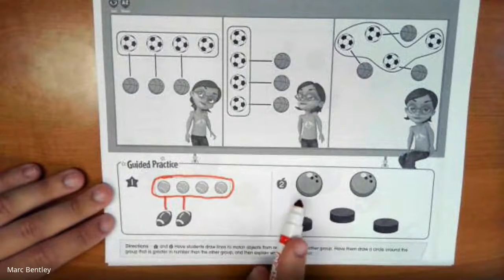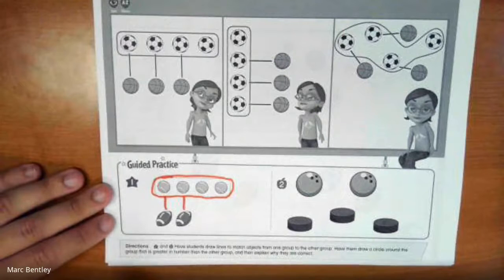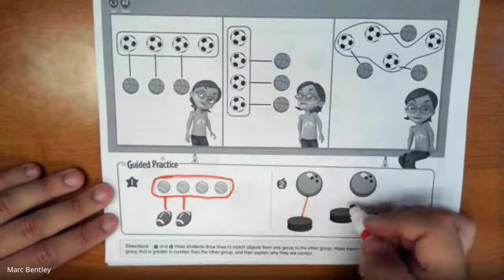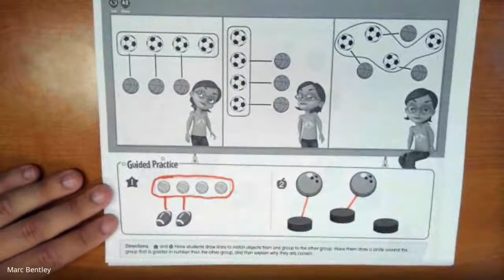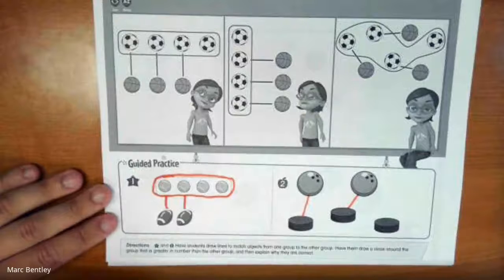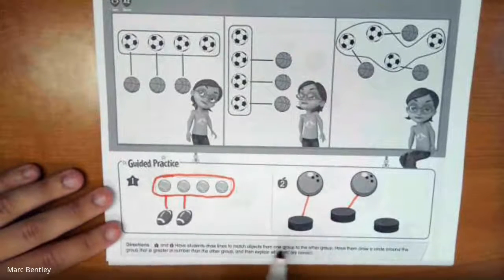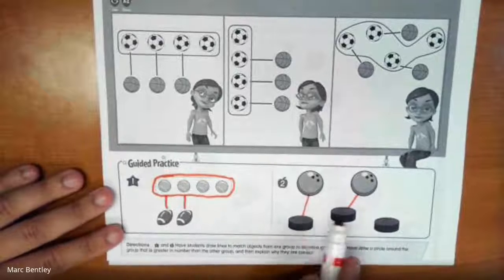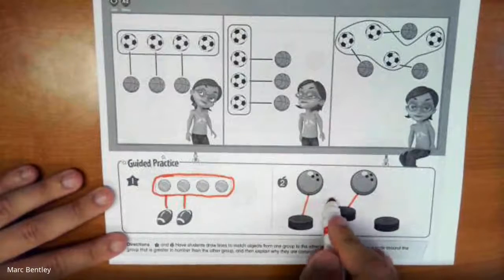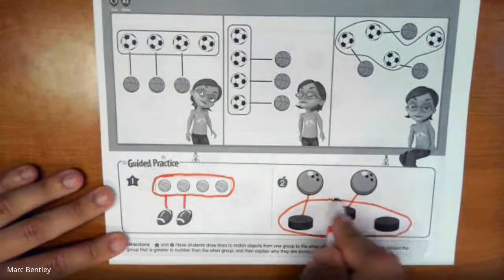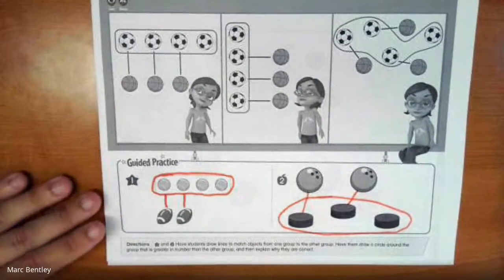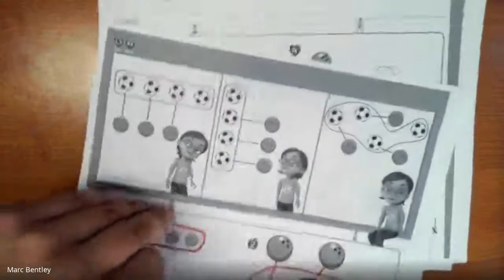Okay, same thing down here. We've got bowling balls and we've got hockey pucks. If I draw a line and match up the bowling balls and the hockey pucks, I can see that I have 1 more hockey puck than I do bowling balls. Therefore, the number of hockey pucks is greater than the number of bowling balls. And I'm going to circle it. Okay, good job.